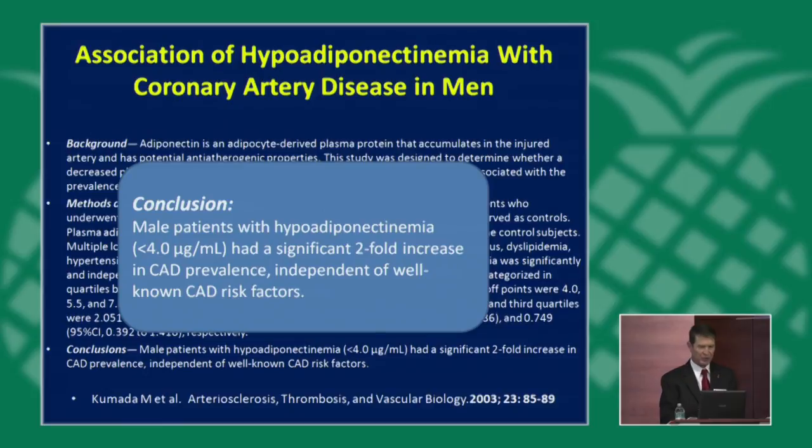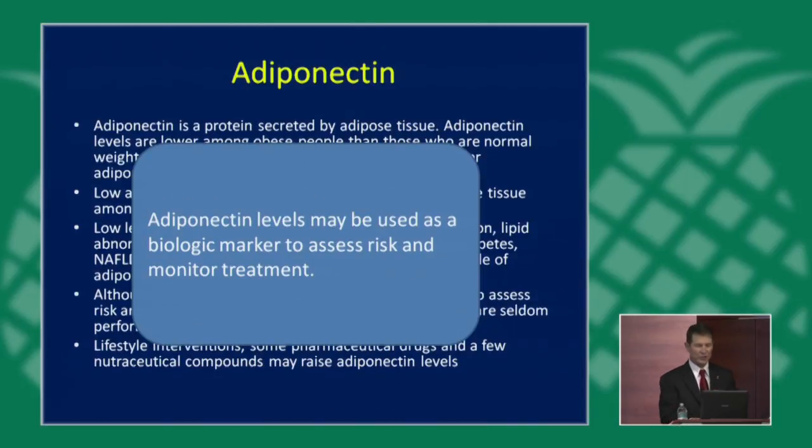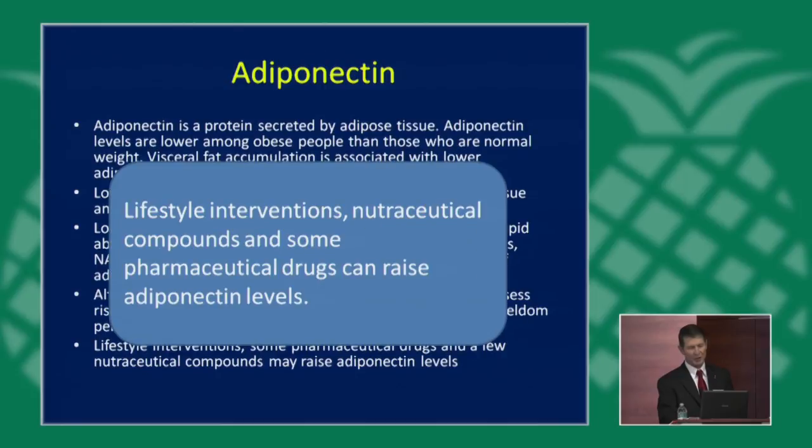This was a very interesting study that looked at men with low adiponectin levels, and they had a 200% increase in their risk of developing coronary artery disease. So it's important and certainly can be used as a biological marker to assess risk and to monitor treatment.